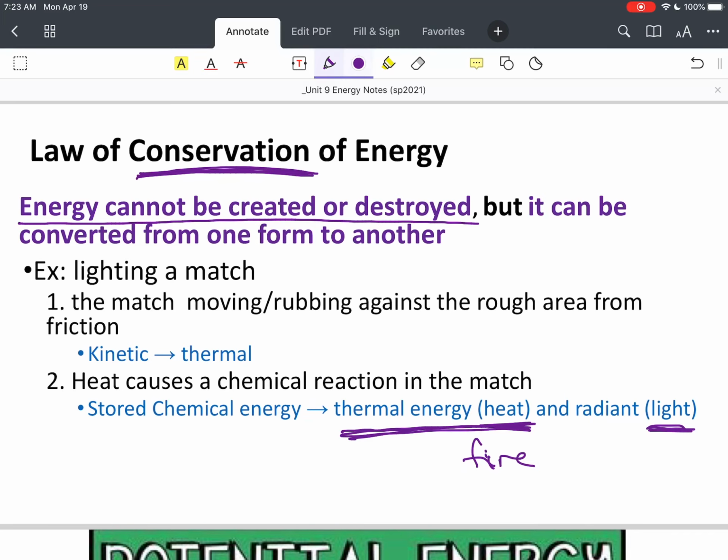Well, it's really a chemical reaction. There's stored chemical energy inside that match. That's why eventually your match is going to burn up. Eventually it will burn through that, and there's nothing left. It's used all the energy that's been stored inside it.